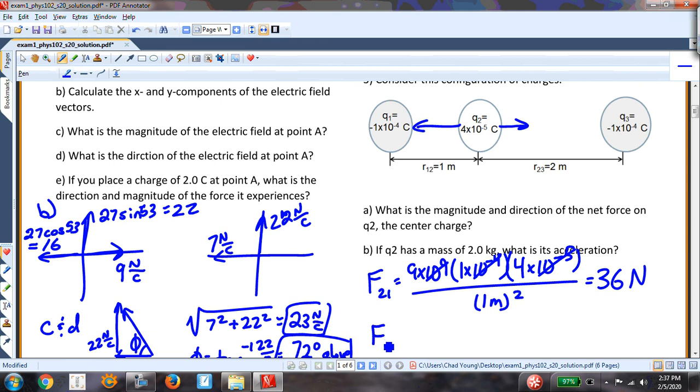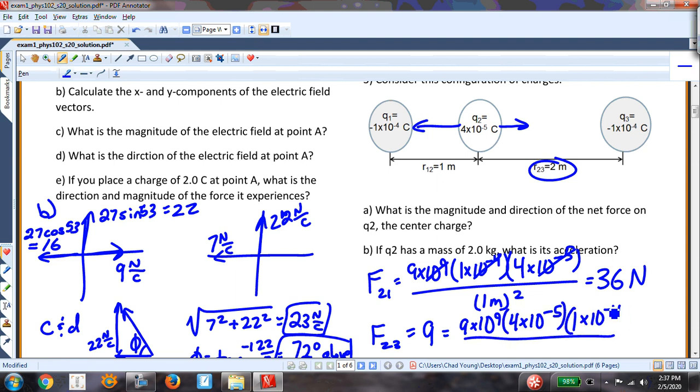And then in a similar way, what's F23? But look, I know it has to be 9, right? Because it has to be 1/4 of that original force because it's twice as far away. But let's just go ahead and show that. 9 times 10 to the 9th, 4 times 10 to the minus 5, 1 times 10 to the minus 4, divided by the distance squared, which is 2 squared. That cancels out there, and there, leaving me with 9 newtons.